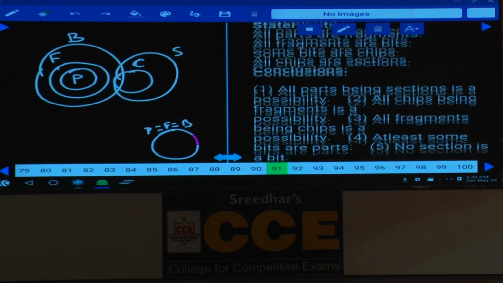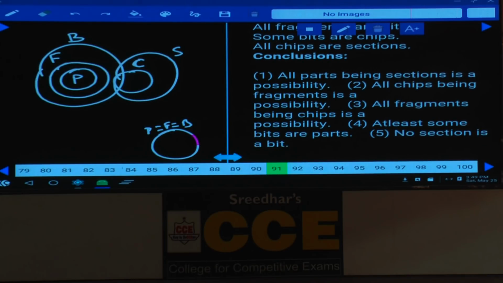As it is possible, it is true. It cannot be false. Then next one, all chips are fragments. That also gets set in this. And it can be true. As it can be true, it cannot be your answer. All fragments are chips is a possibility. All fragments are chips.